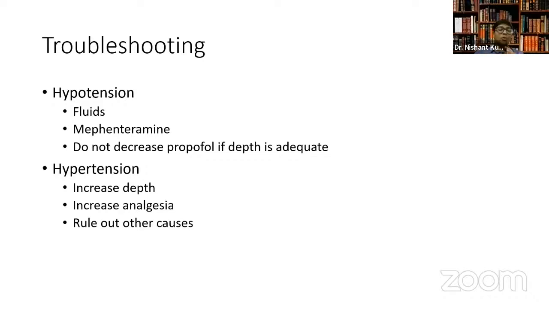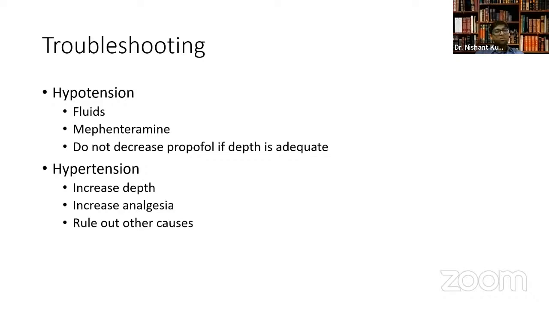And that is one of the most common mistakes that we make with inhalational anesthesia also. The moment the BP drops, the first instinct is to decrease the inhalation concentration. So what are we doing? We are not tackling vasodilatation. What we are doing is we are making the patient awake. We are increasing his sympathetic activity by making the patient awake. So please do not do that. Find out the cause of the hypotension, and usually it's vasodilatation, easily corrected by fluids or mephentermine.